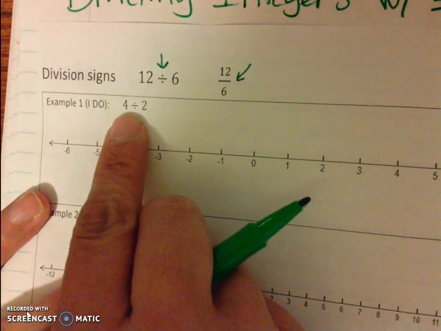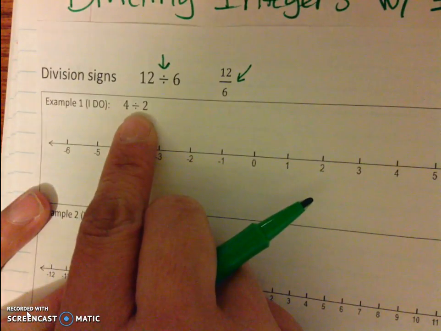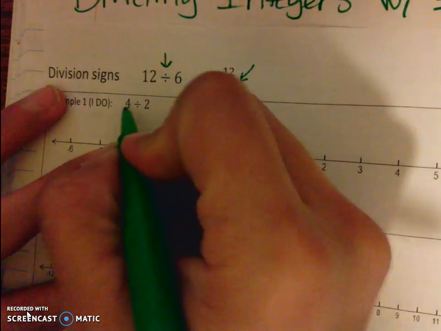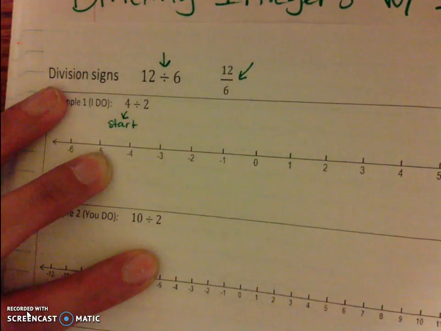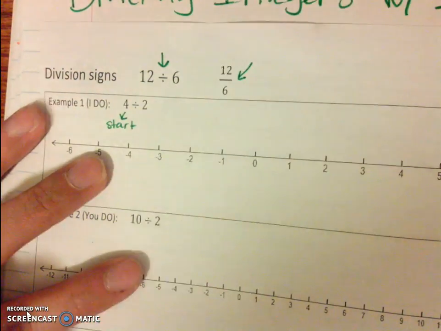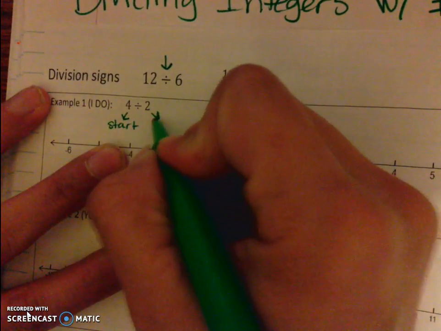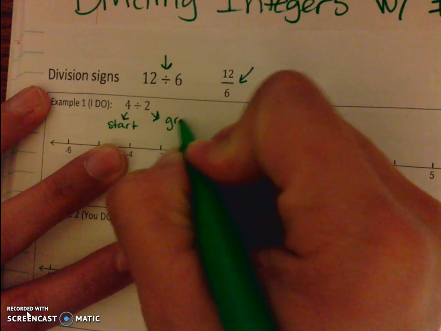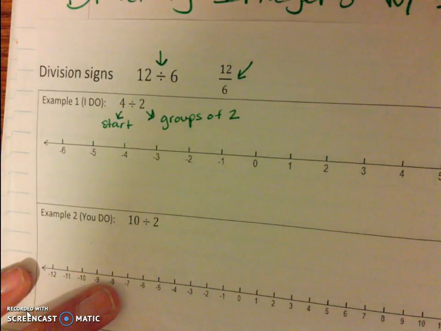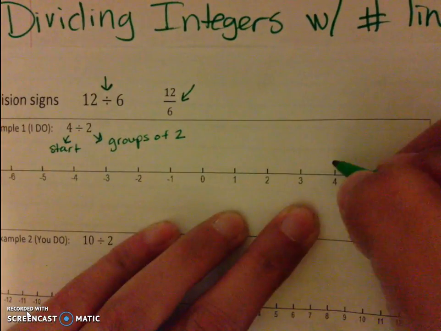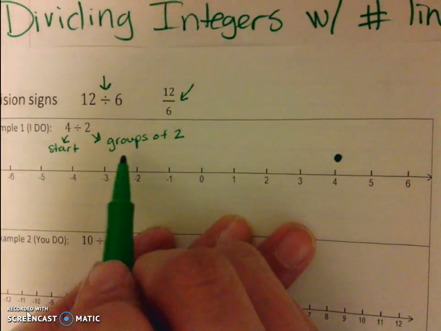We're going to show how to divide 4 by 2 using a number line. So, same idea. Think of, this is where you're going to start. This time you're going to start here at this number. And you're going to create groups of 2. And we're going to see how many groups we can make. Okay? So, for example, we're going to start at 4. And we're going to make groups of 2.